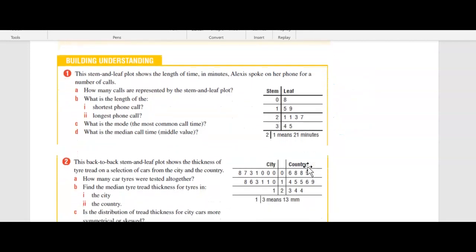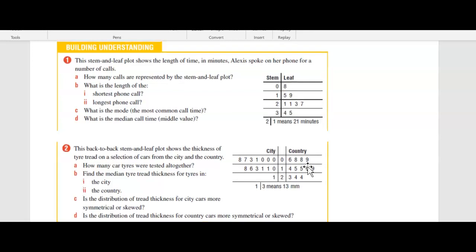All right, let's quickly do some of these questions. The stem and leaf plot shows the length of time in minutes Alexa spoke on her phone for a number of calls. How many calls are represented? Let's count them: 1, 2, 3, 4, 5, 6, 7, 8, 9. I'm going to put 9. What is the length of the shortest call? That's why it's important to read your key. 2/1 means 21, so 0/8 means 8. The shortest call was 8 minutes.